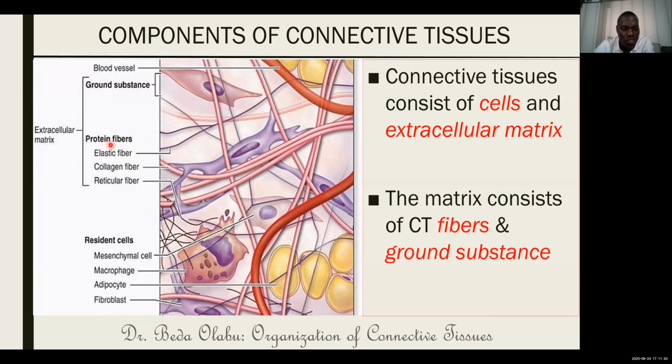We have collagen fibers, which provide strength to connective tissues. And the second type is elastic fibers. Elastic fibers provide the recoil properties of connective tissues. The presence of elastic fibers is the one that enables your skin, when you pinch it, to go back to normal after you've stopped deforming it. You can do this to your pinna and it goes back to the original form after you've stopped deforming it because of the presence of elastic fibers.